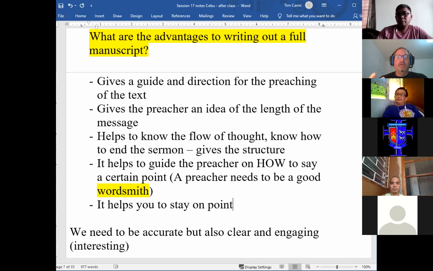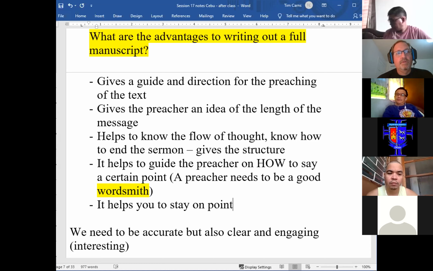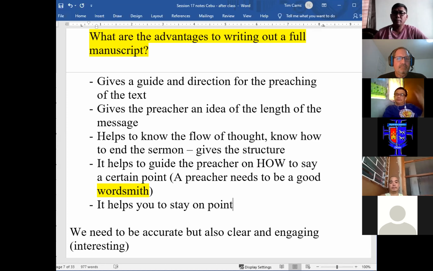And so his strength was he was very interesting. His weakness was he wasn't very clear, at least when it came to explaining the text. So yeah, Kent, that's a good point, that it helps you stay on point. I mean, that's why I have notes with me here, so that it helps me stay on point in teaching and talking with you guys. Sometimes I don't do a good job of that. I end up on some other side trail or whatever, but a manuscript helps in that regard.